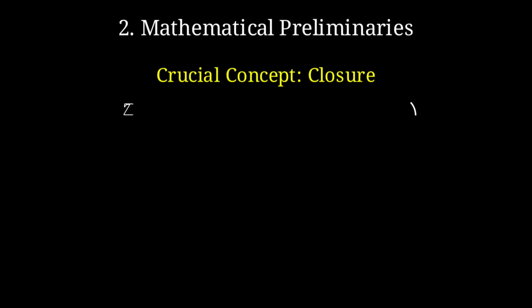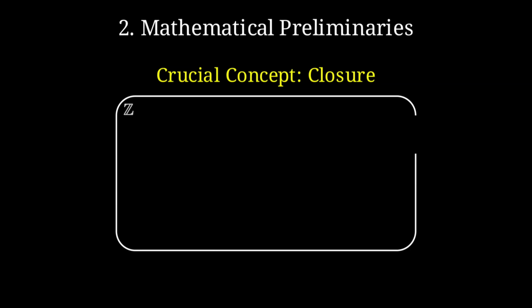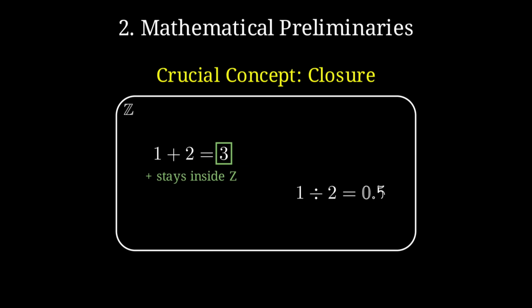For this to work, the operation must satisfy closure. This means the output must always live inside the original set. Addition on integers is closed. 1 plus 2 is 3, which is still an integer. But division is not. 1 divided by 2 is 0.5. It escapes the set of integers.